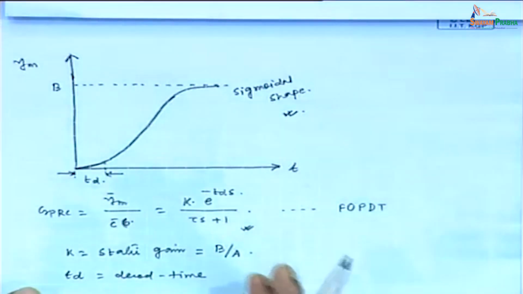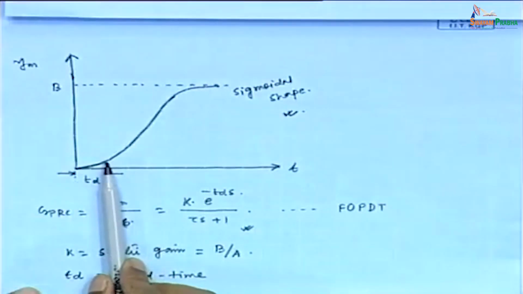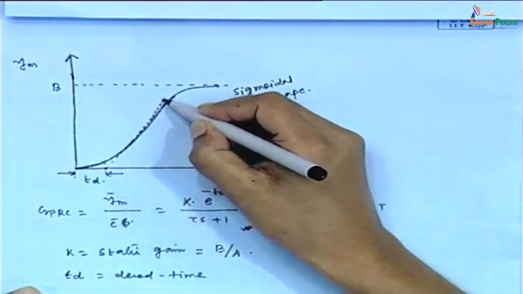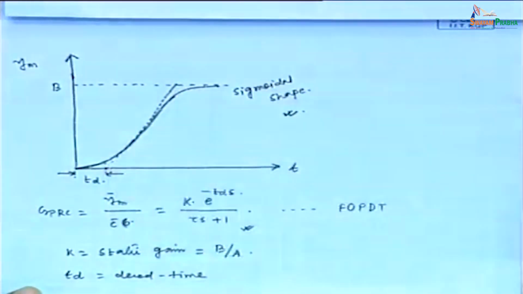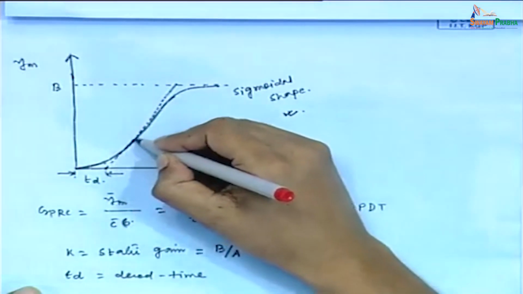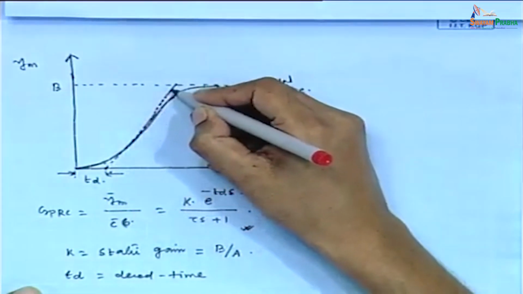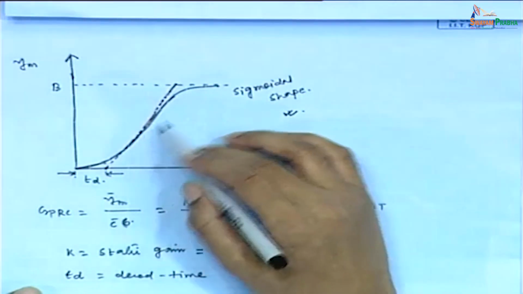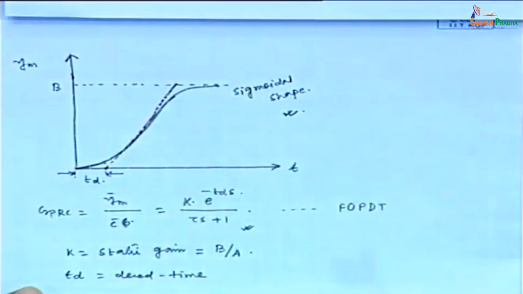Now, if we exclude the dead time part, then the response becomes the response of the first order system. If we exclude the dead time part from this overall response, then the remaining part is the response of first order system.